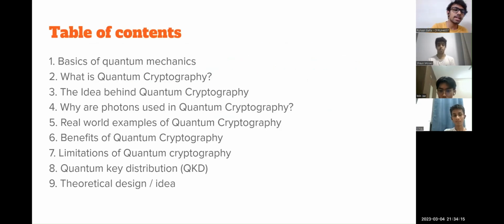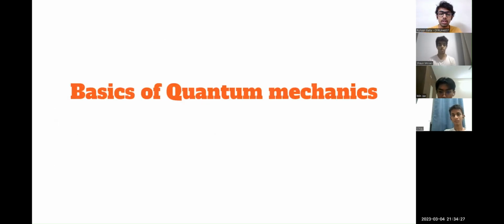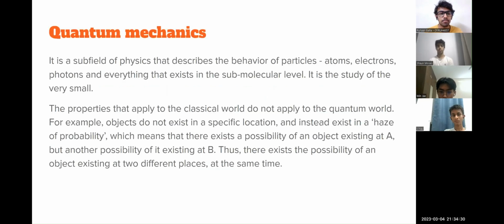What we'll be discussing today are the basics of quantum physics, quantum mechanics, the idea of quantum cryptography, and the idea of quantum key distribution, as well as the theoretical design that we made ourselves. So let's start off with the basics of quantum mechanics.